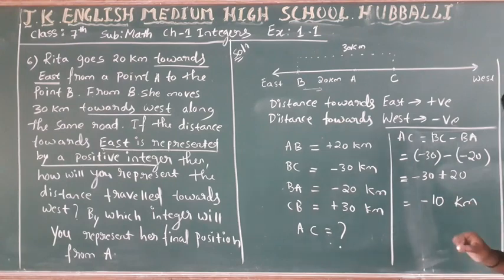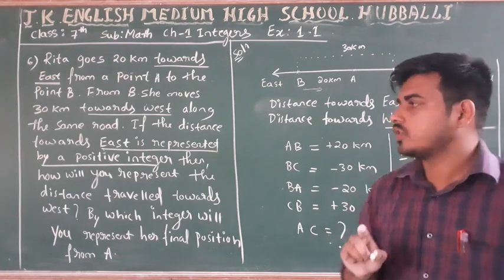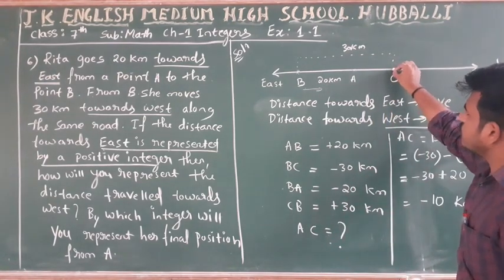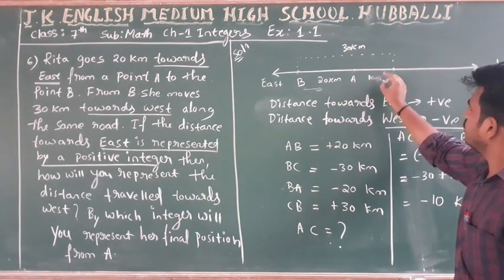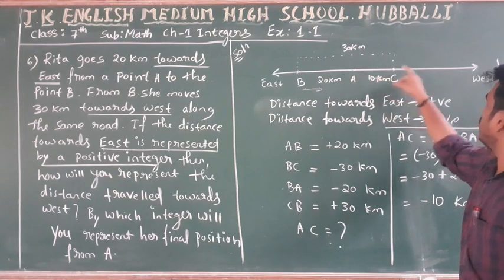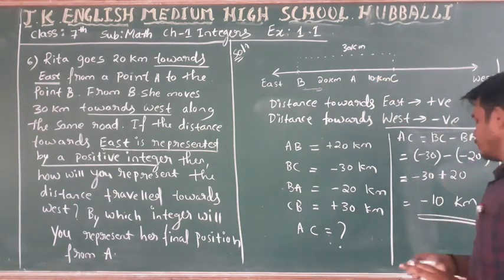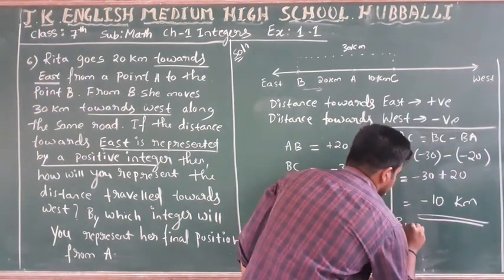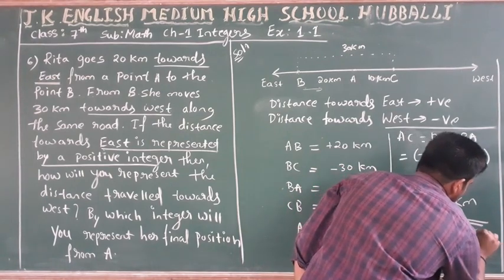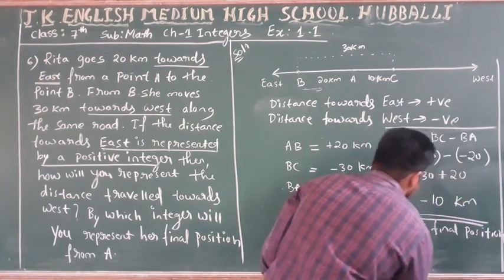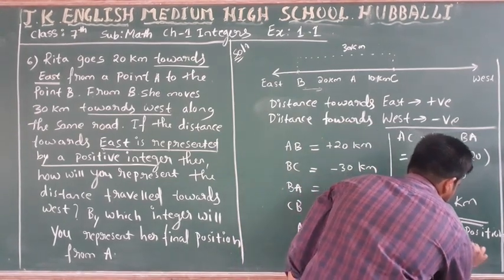What do you mean by minus 10 kilometer? Minus 10 kilometer means what? 10 kilometer towards west. Therefore, final position is 10 kilometer towards west. Okay, this is the answer, minus 10 kilometer. You can write one sentence: Rita's final position is 10 kilometer towards west.